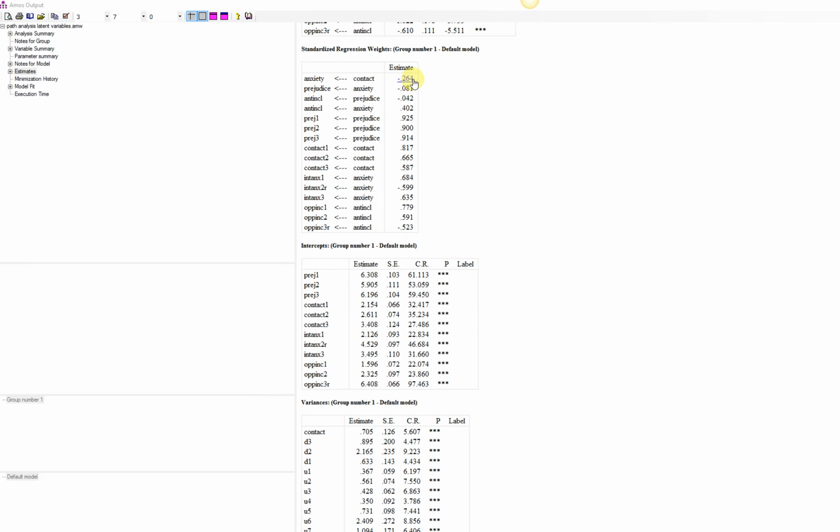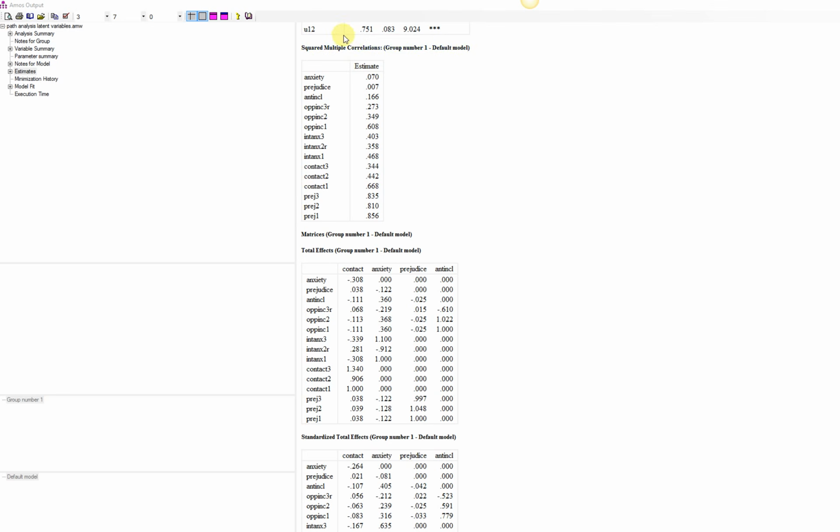And these would be interpreted as the standardized regression weights or standardized path coefficients. So we interpret these values pretty much as we would beta coefficients in regression. So you can see this is the relationship between contact and anxiety, anxiety to prejudice, prejudice to anti-inclusiveness, and anxiety to anti-inclusiveness. Scrolling down, we have the squared multiple correlations.